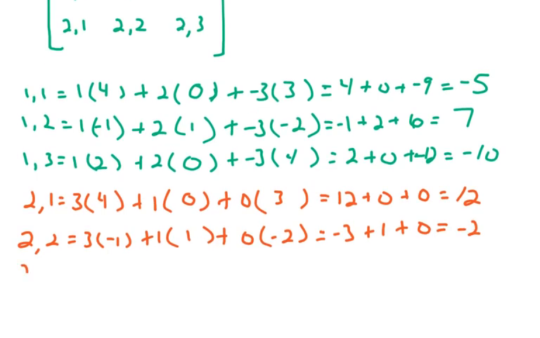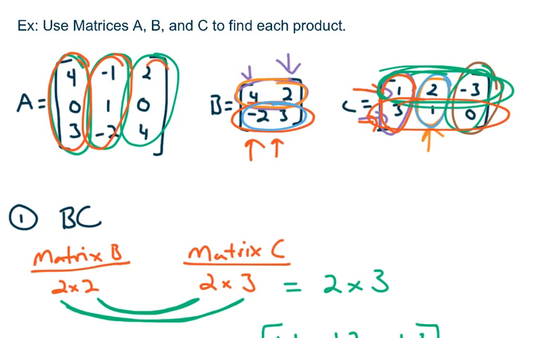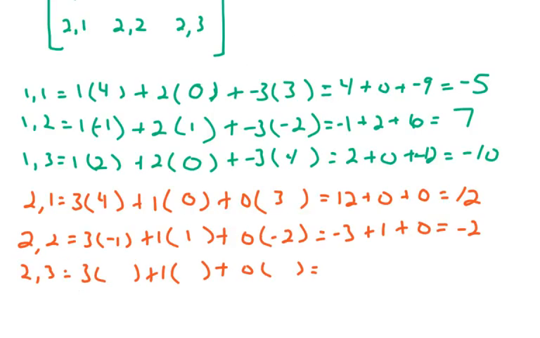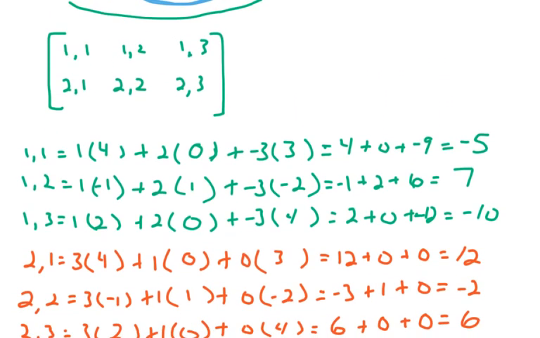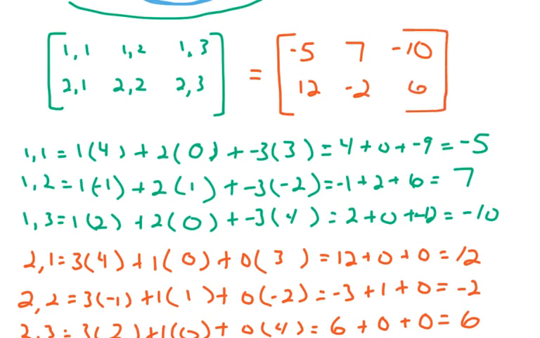And then the last entry, row 2, column 3. Again, row 2, the 3, the 1, and the 0 stay the same. Column 3 of matrix A is this one right here. So 2, 0, 4 goes in our parentheses. And we'll just move them down the line. 3 times 2 is 6. 1 times 0 is 0. 0 times 4 is also 0, so that's a 6 as well. And then we can write our final matrix when we're done here. I'll just do this right up above the original. We'll have negative 5, 7, negative 10, and then 12, negative 2, and 6. And there is your product matrix.